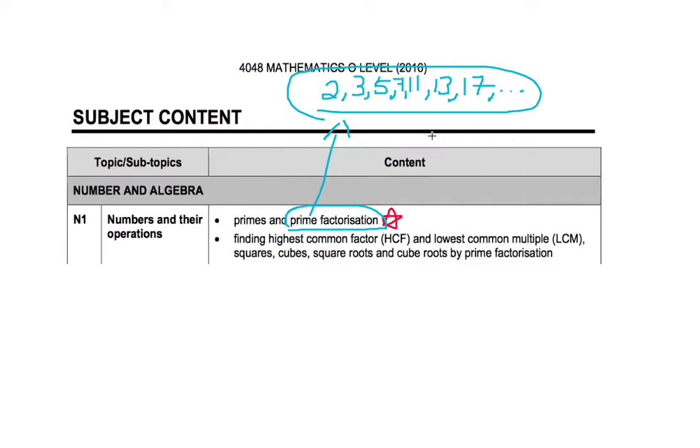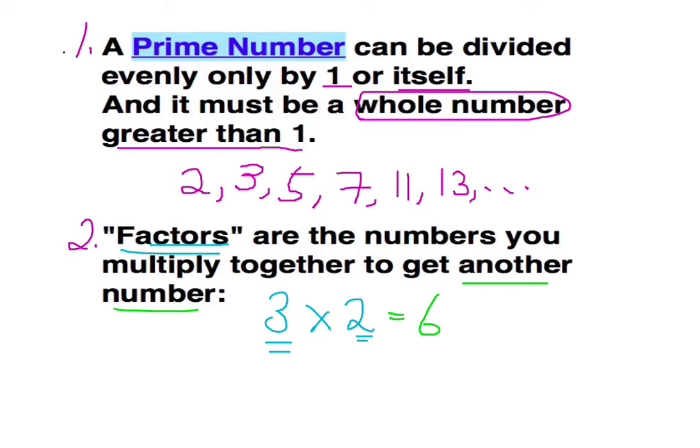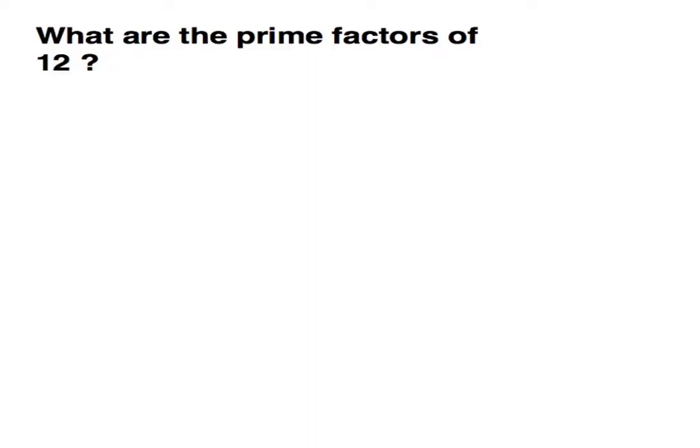You can think about it as the simplest form, because we cannot break 2 down even more. We can't break 5 down even more. This is the main objective of prime factorization. So let's do a simple example. What are the prime factors of 12?